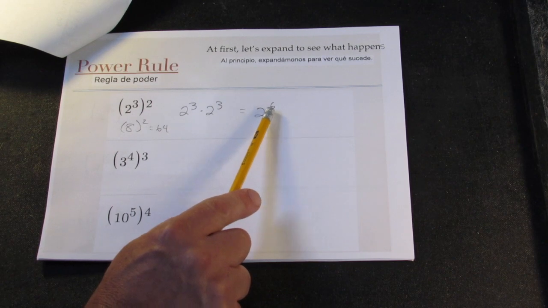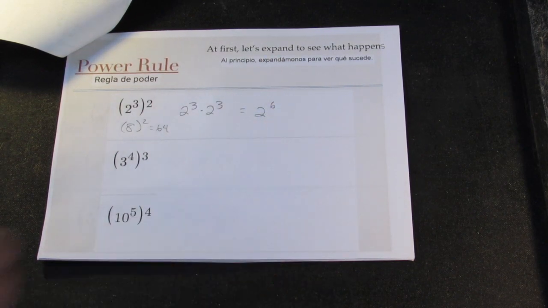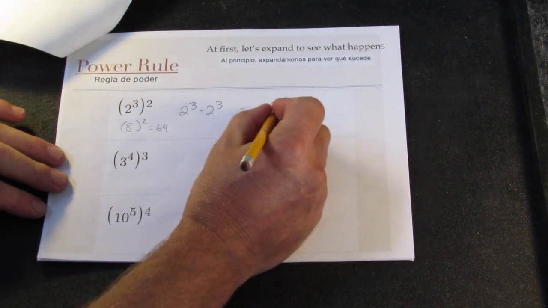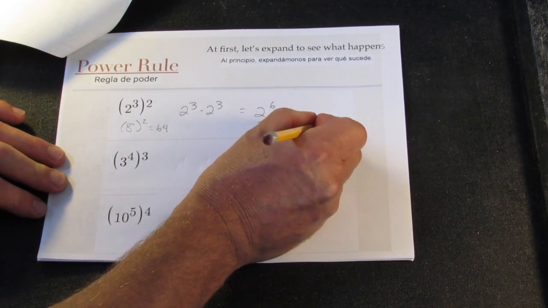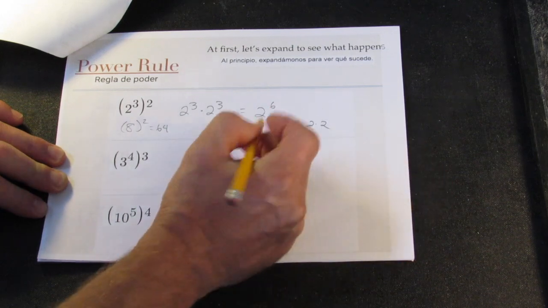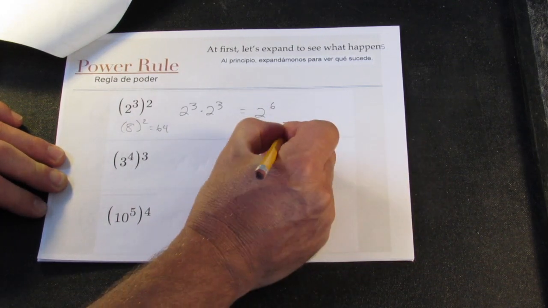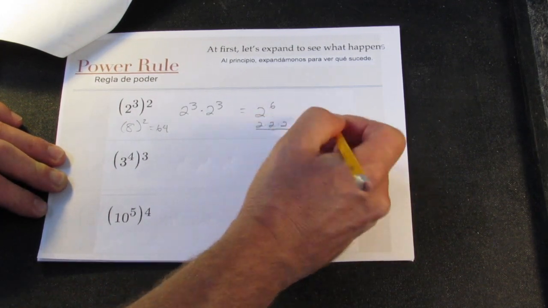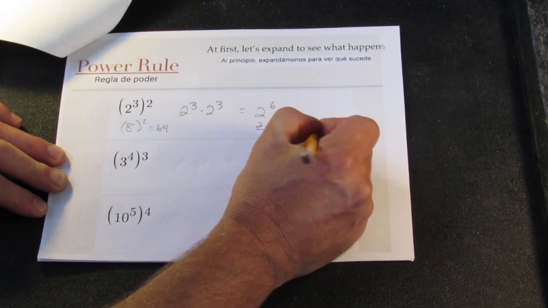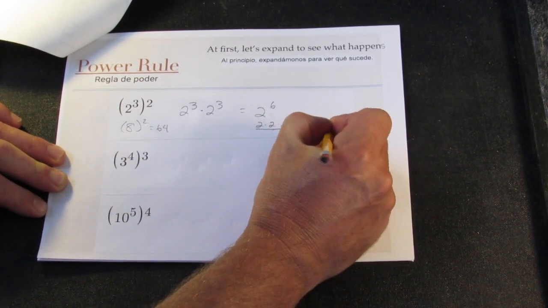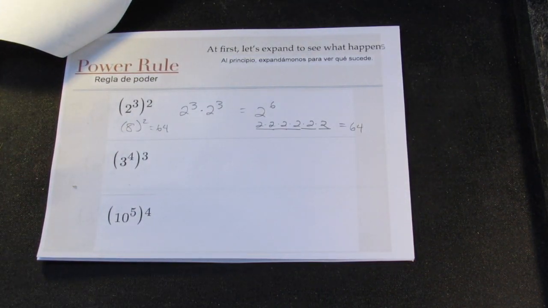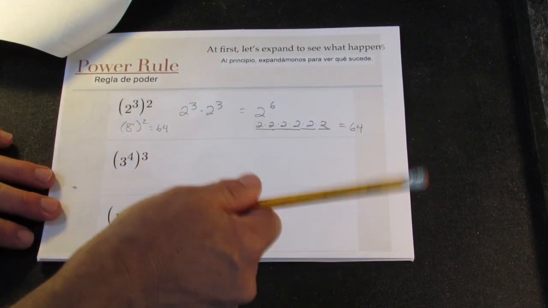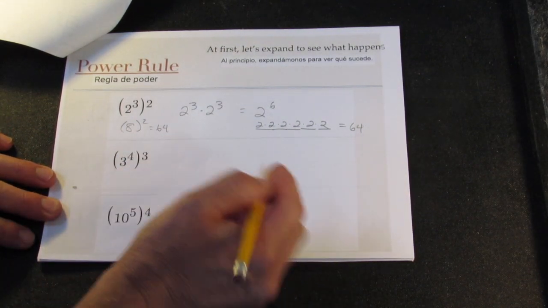I want to know if this is also 64. If it is, I know that this answer is right. So 2 times 2 times 2 times 2 times 2 times 2. 1, 2, 3, 4, 5, 6. 2 times 2 is 4. Times 2 is 8. Times 2 is 16. Times 2 is 32. Times 2 is 64. Pretty cool.